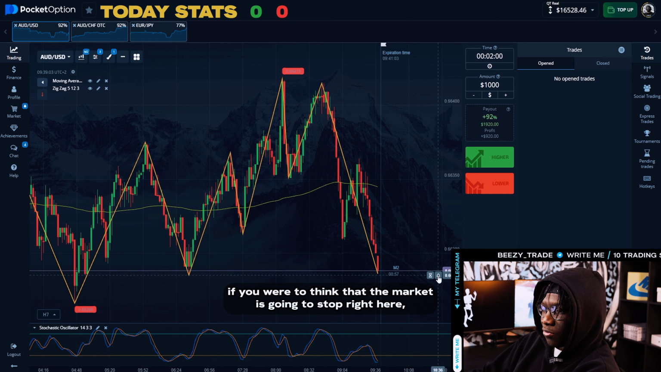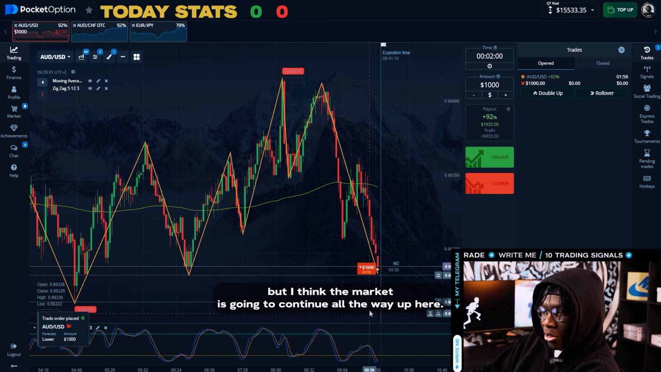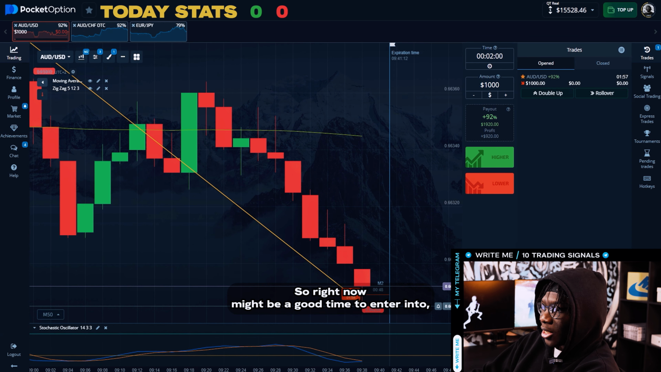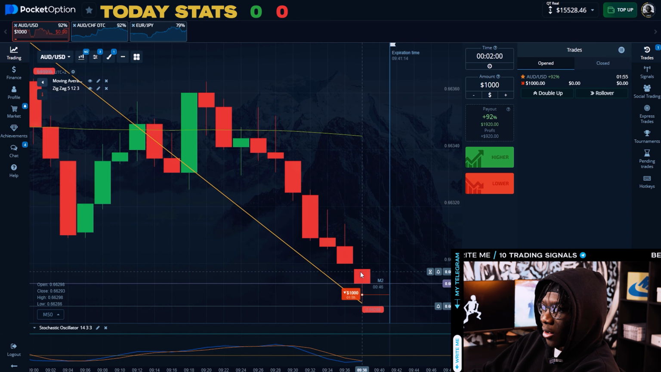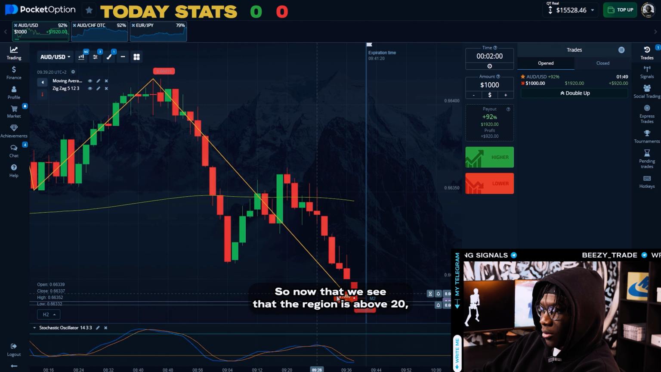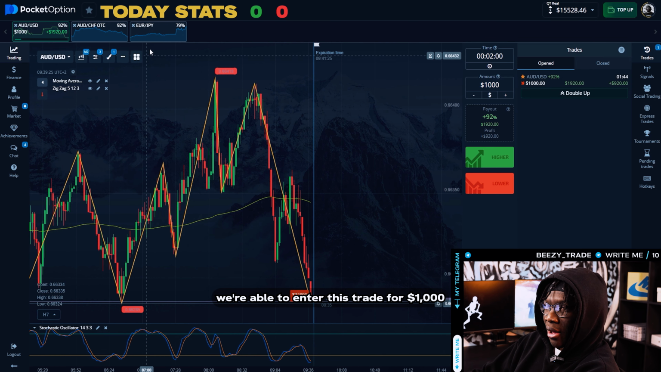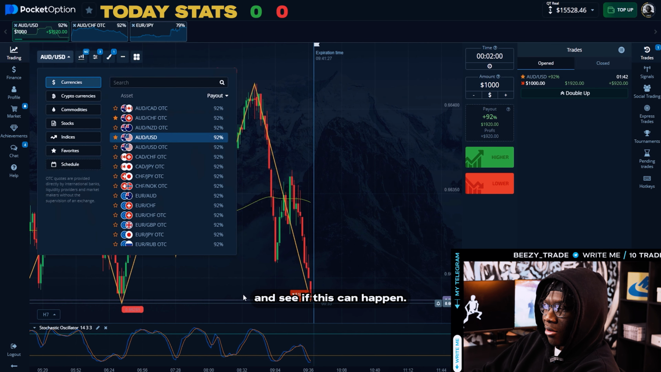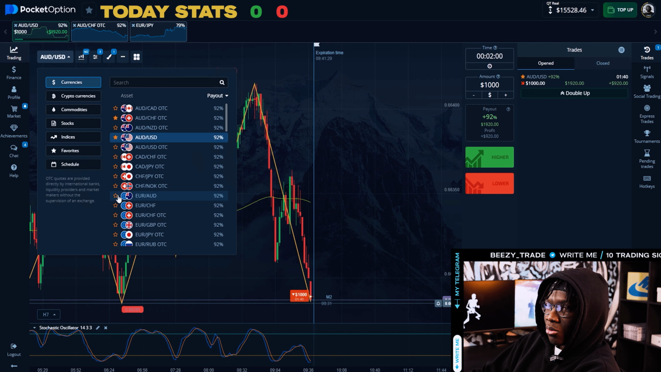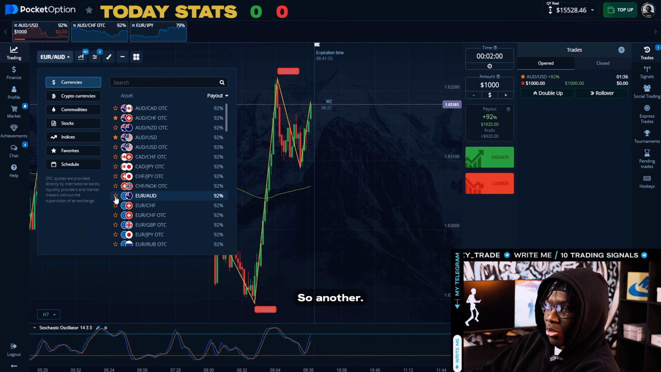Now, you might think that the market is going to stop right here, but I think the market is going to continue all the way up here. So right now might be a good time to enter into a put option. So now that we see that the region is above 20, we're able to enter this trade for $1,000 and see if we can take some profits on that.